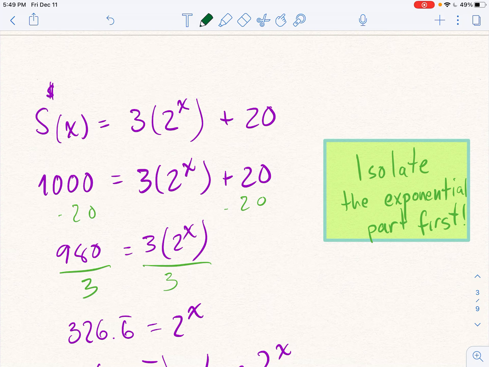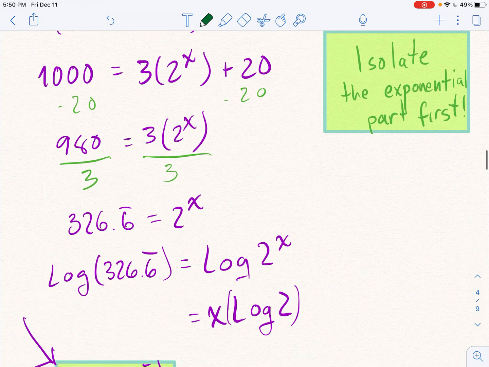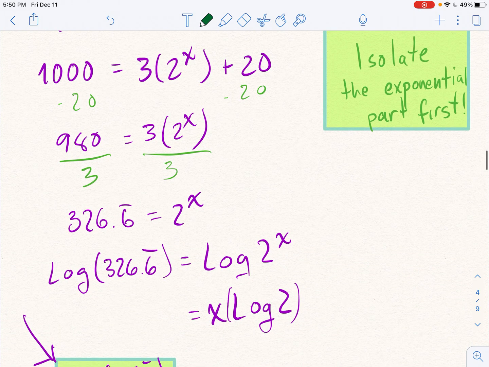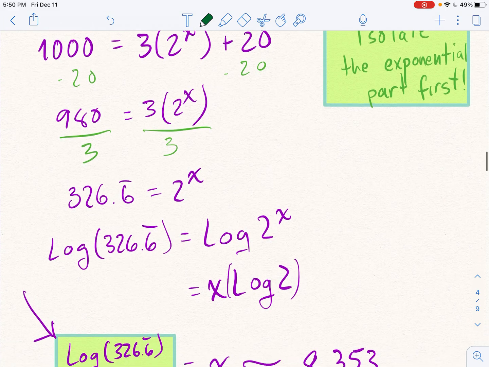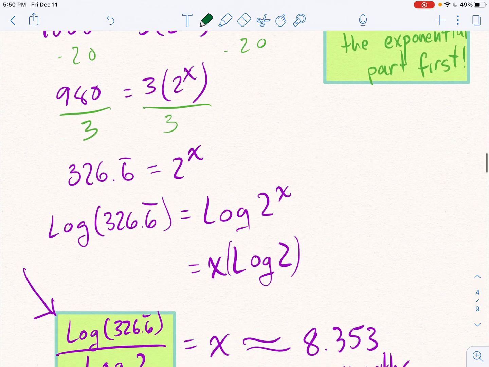So if you set that equation equal to $1,000, and then solve it, notice what we do first. We subtract the 20, and then we divide by the 3, and so then we have 326.6 repeating equals 2 to the x. Now we can take the log of both sides. So make sure that you isolate that exponential part of the equation completely before you take the log. All right, and then it's the same routine that we just did.